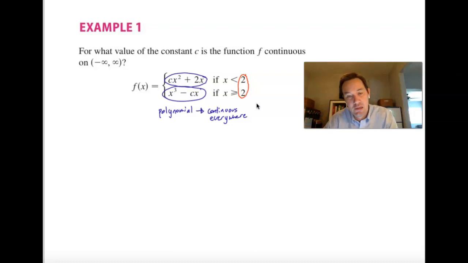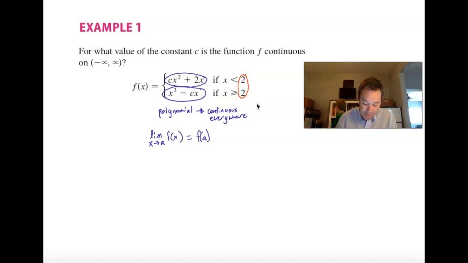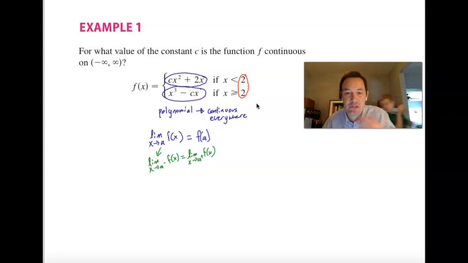To do that, we're going to use our definition of continuity: the limit as x approaches a of the function equals f of a. And remember that implicitly, if that limit exists, the limit as x approaches a from the left is equal to the limit as x approaches a from the right. That's what we need to check, but just at this one point, x equals 2. So let's get started there.